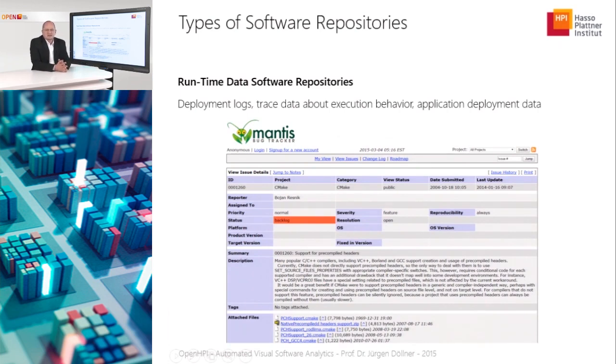Another type is related to system dynamics, to runtime data that is stored in software repositories. For example, deployment logs, trace data about execution of the system and the behavior recording, or any other type of application deployment data. For example, a typical bug tracker belongs to this category. Bugs are recorded, maybe associated with some trace data or at least error logs. This kind of software repository is always complementary to the history recording software repositories.